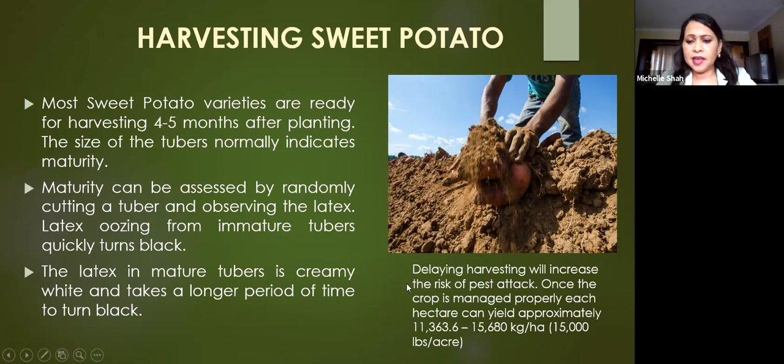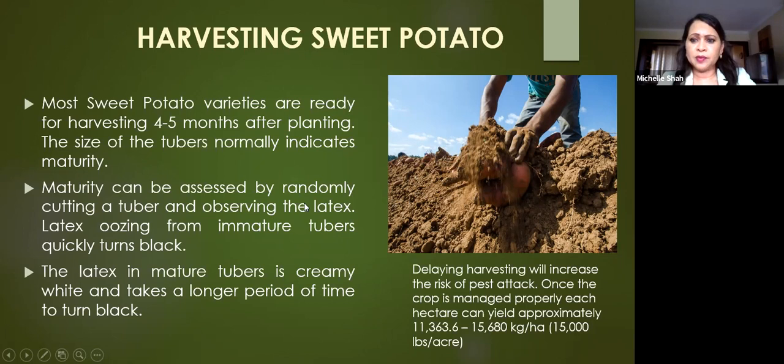Delaying harvesting will increase risk of pest attack. And once the crop is managed properly, each hectare can yield approximately 11,000 kilograms per hectare or 15,000 pounds per acre. So this is someone harvesting the sweet potato.